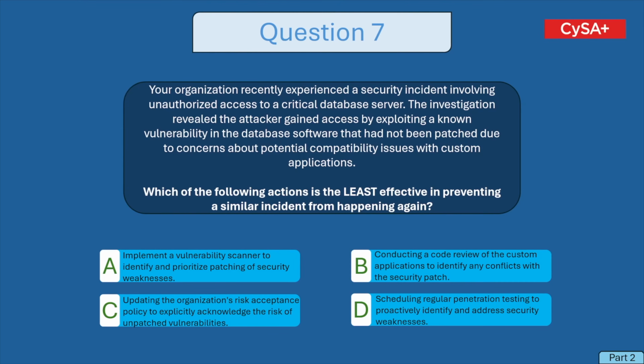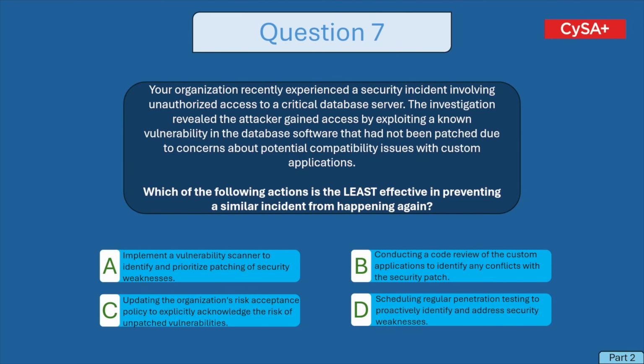A. Implement a vulnerability scanner to identify and prioritize patching of security weaknesses. B. Conducting a code review of the custom applications to identify any conflicts with the security patch. C. Updating the organization's risk acceptance policy to explicitly acknowledge the risk of unpatched vulnerabilities. Or D. Scheduling regular penetration testing to proactively identify and address security weaknesses.